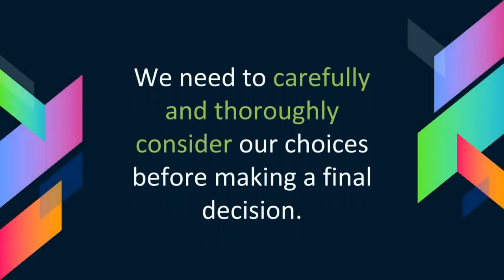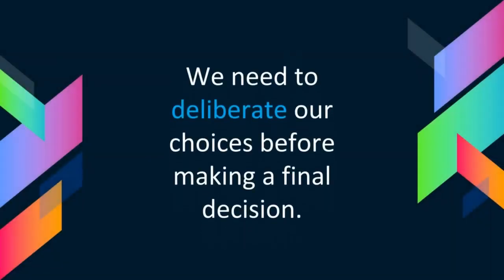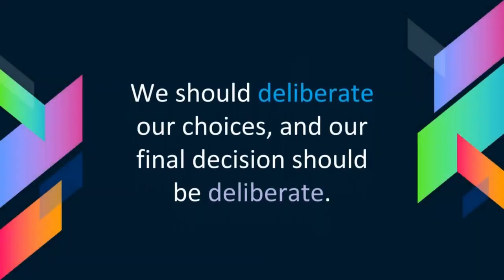Now let's look at an example of how we can use the verb deliberate. So we have the sentence, we need to carefully and thoroughly consider our choices before making a final decision. Now we can use our advanced vocabulary word to streamline the sentence. We need to deliberate our choices before making a final decision. In this example, we can see both the verb and the adjective form. We should deliberate our choices, and our final decision should be deliberate.